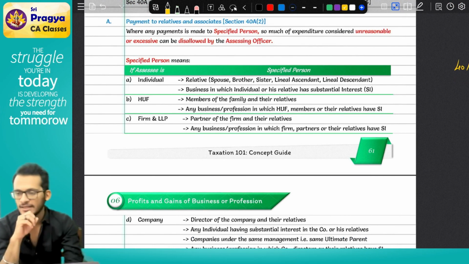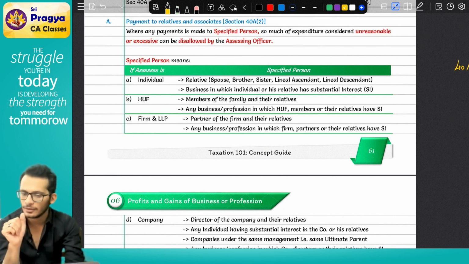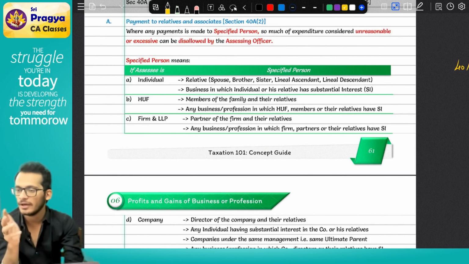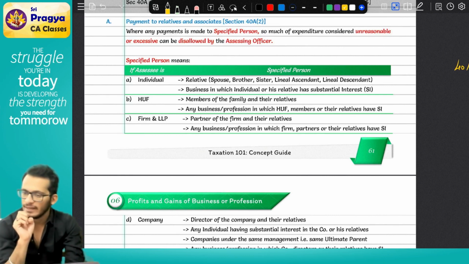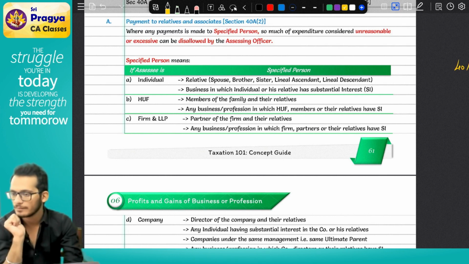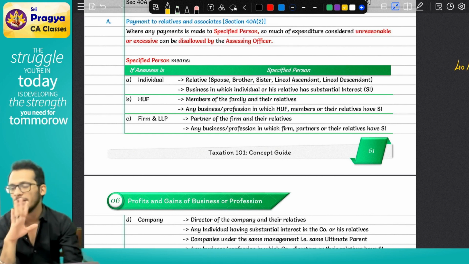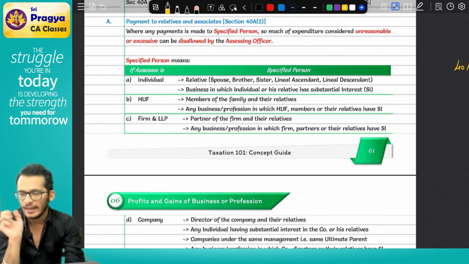Which is why comes section 40A(2), which says that if you are going to make a payment to someone, and you find out that this payment is excessive or unreasonable, the assessing officer has the right to disallow this payment. Rahul, will he disallow the full payment? No, he will only disallow the excess part.